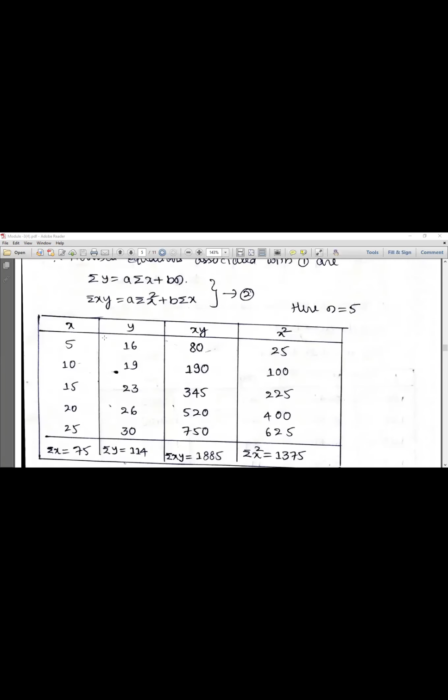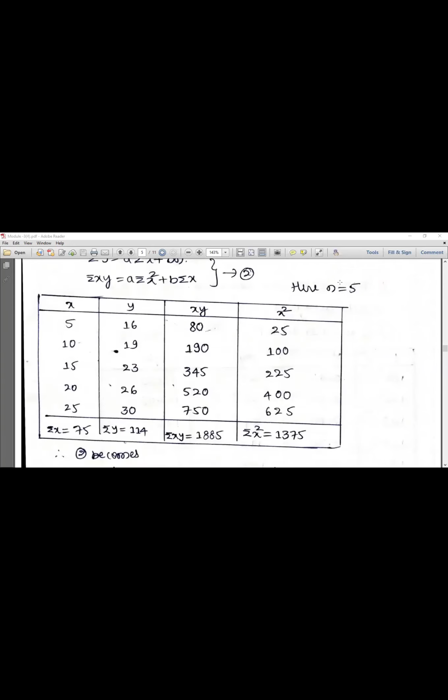What are the normal equations? First I have to take the summation sign. Summation of y equals a into summation of x plus bn. Next you multiply it by the independent variable. What is the independent variable here? x. So this is summation of xy equals a into summation of x square plus b into summation of x. And here n is 5.